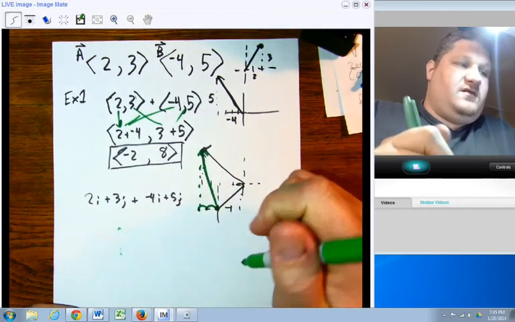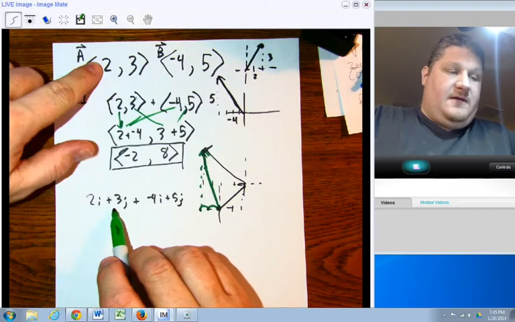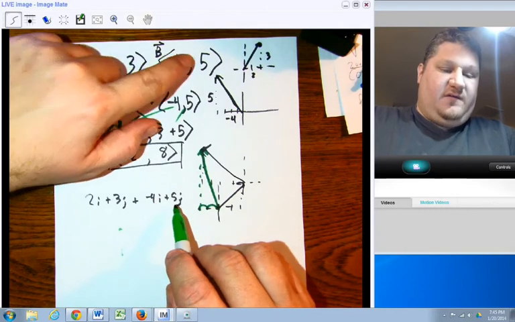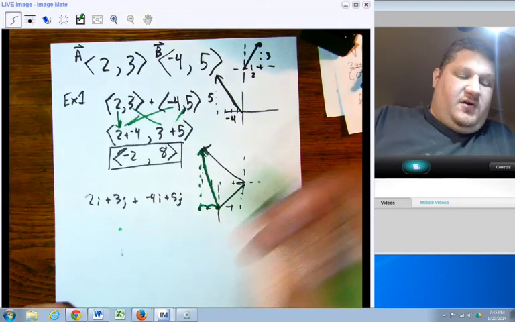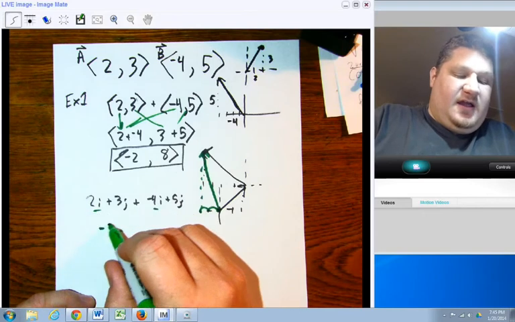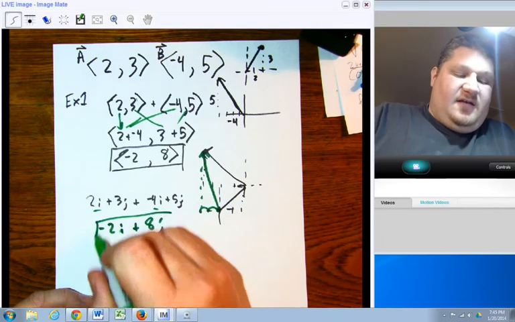Now let's go back to do IJ format here. 2i plus 3j plus negative 4i plus 5j. If we're doing this, it's really nothing more than combining like terms. So I have, again, negative 2i plus 8j. That is my unit vector form.